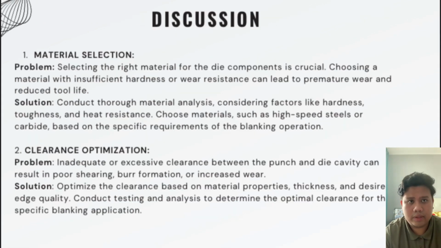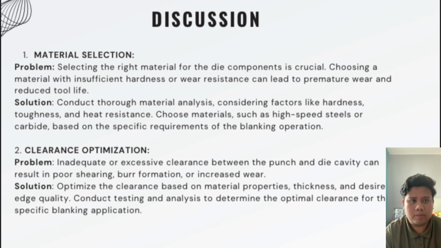Discussion. First is material selection. The problem is that selecting the right material for the die component is crucial. Choosing a material with insufficient hardness or wear resistance can lead to premature wear and reduced tool and die life. The solution is to conduct thorough material analysis considering factors like hardness, toughness, and heat resistance. Choose materials such as high-speed steel or carbide based on the specific requirements of a blanking operation.